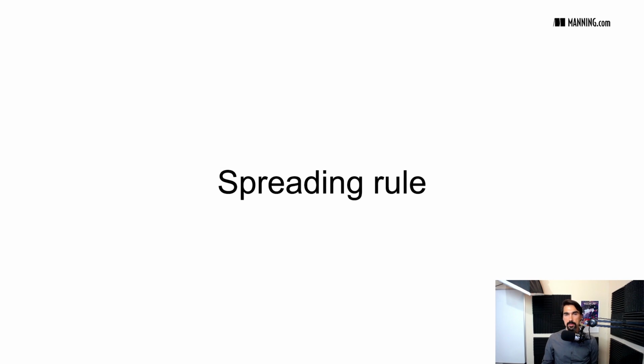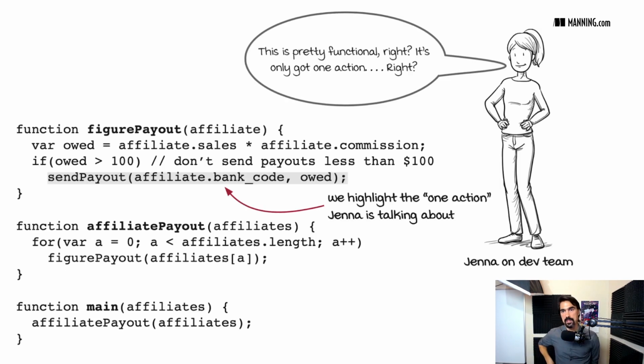All right, we're going to talk about the spreading rule. Let's imagine this programmer has some code and she can correctly identify that this function called send payout is an action. We should go through what the code does. Down at the bottom, there's the main function and it calls affiliate payout with the affiliates. Affiliate payout is going to loop through all the affiliates and then call figure payout for each one. And figure payout is going to multiply the sales from the affiliate times the commission. And if they're owed more than $100, it's going to send the payout, meaning it's going to contact the bank and transfer money to their account.